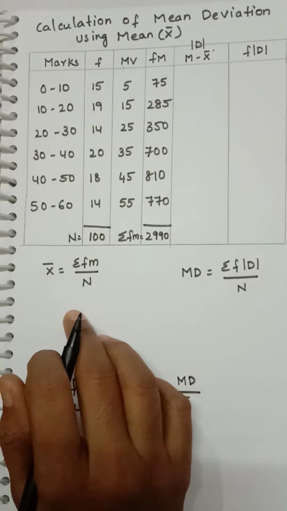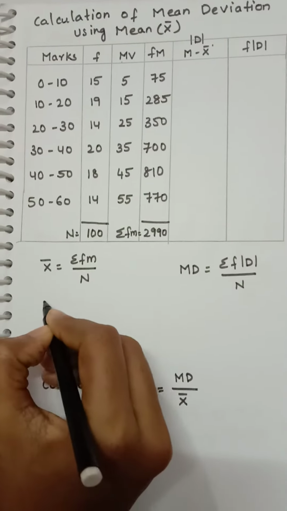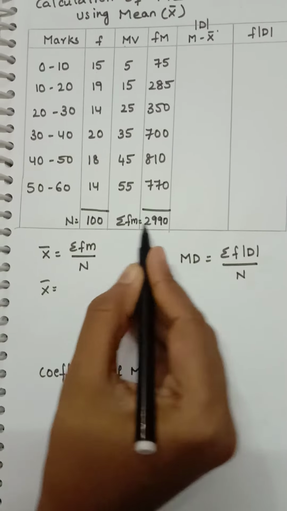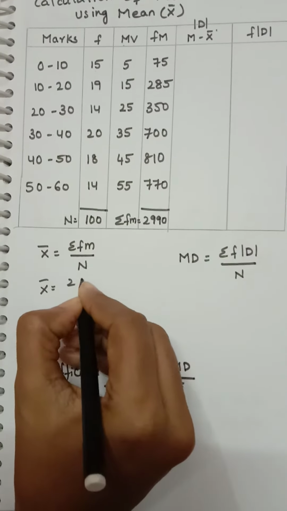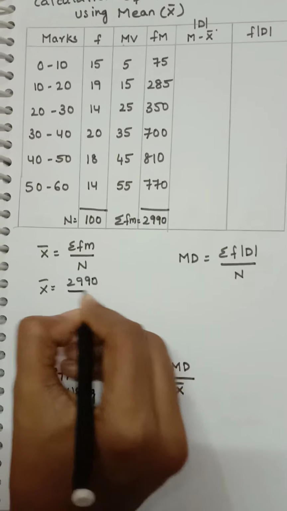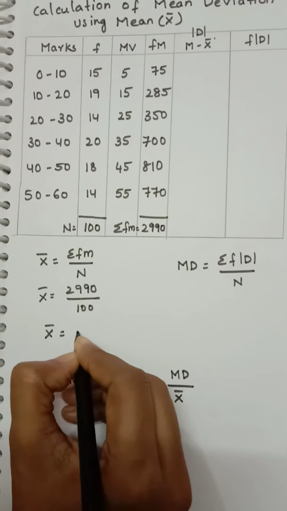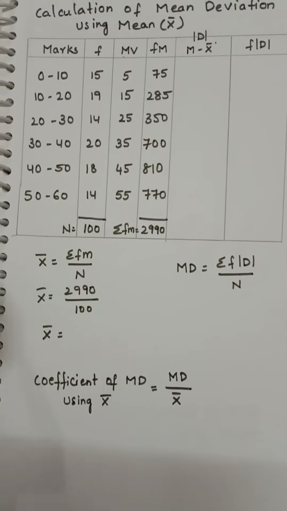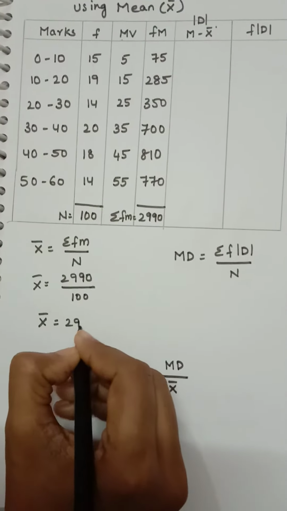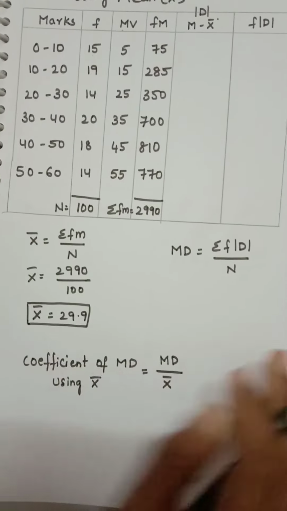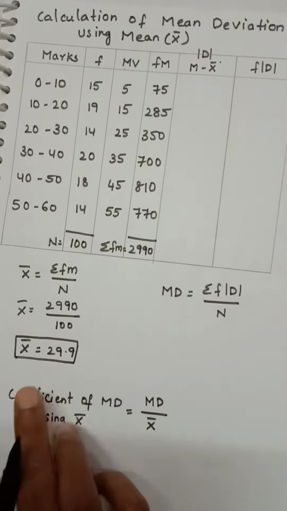Now we need to take out the mean from this. So x bar is equal to summation FM divided by n. Summation FM is 2990 divided by 100. So your x bar value is equal to 29.9. The x bar value is 29.9.